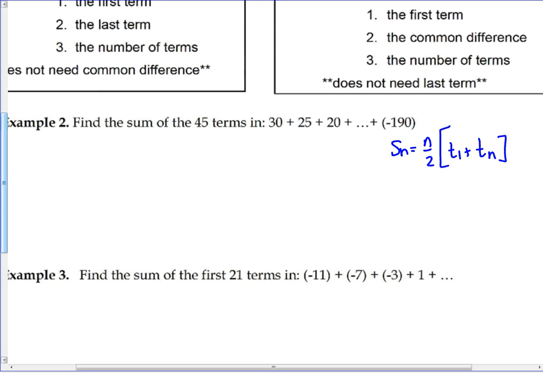So what do you have to know to use that formula? You need to know your number of terms. Do we know our number of terms? 45. We have to know our first term. Do we know our first term? Yep. Do we have to know our last term? Do we know our last term? Yeah, we do. They tell us right there. That's your last term.